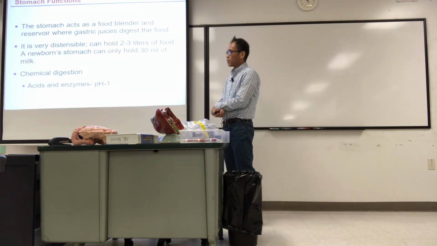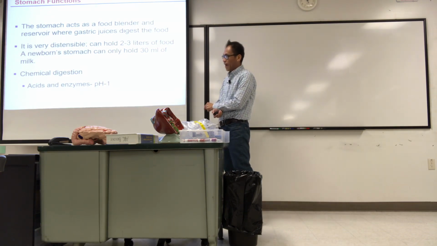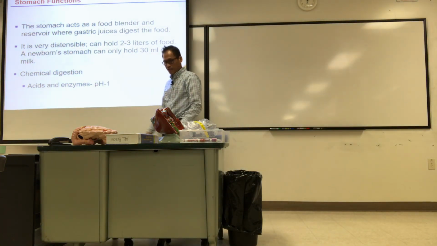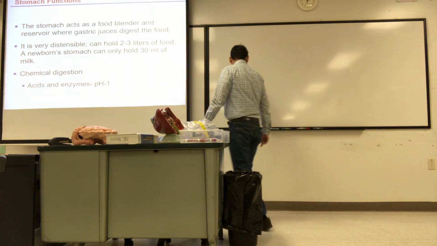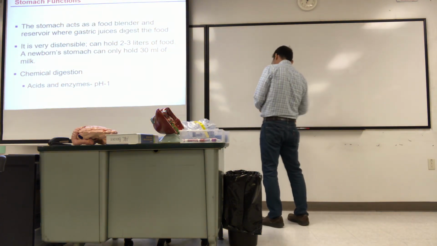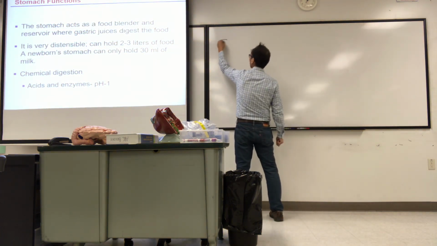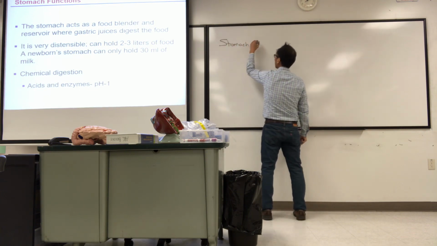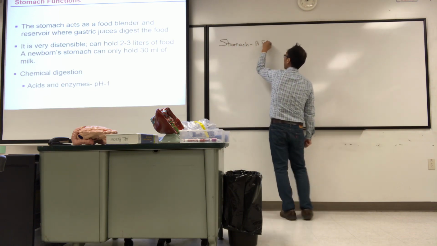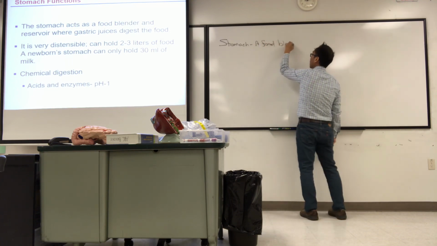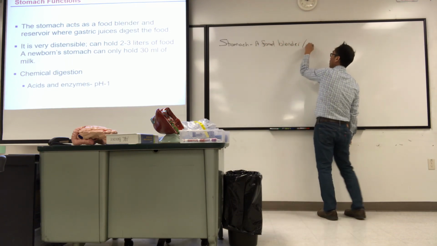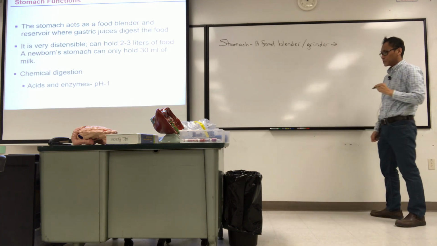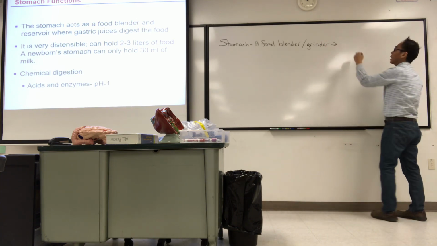It's the primary place for chemical digestion because of all the acids and enzymes. With a pH, you can get to like an acidic brew of about 1. It's very acidic. So, stomach. Functionally, it's a food blender, a grinder. The product of stomach digestion is acidic chyme.